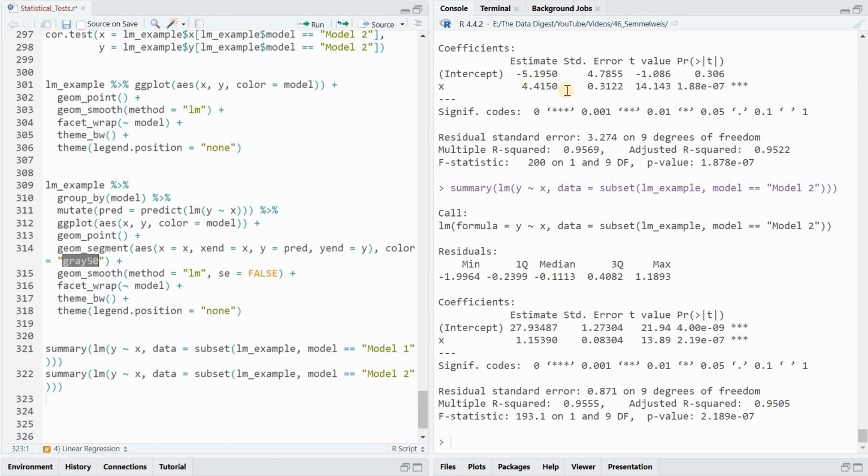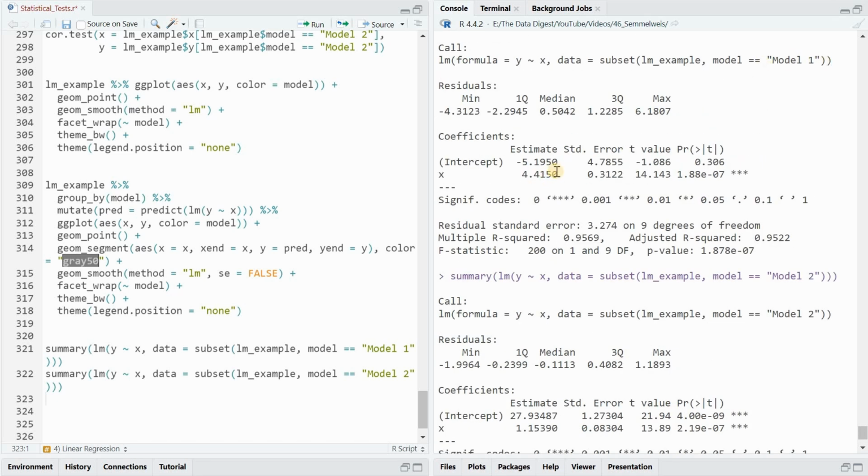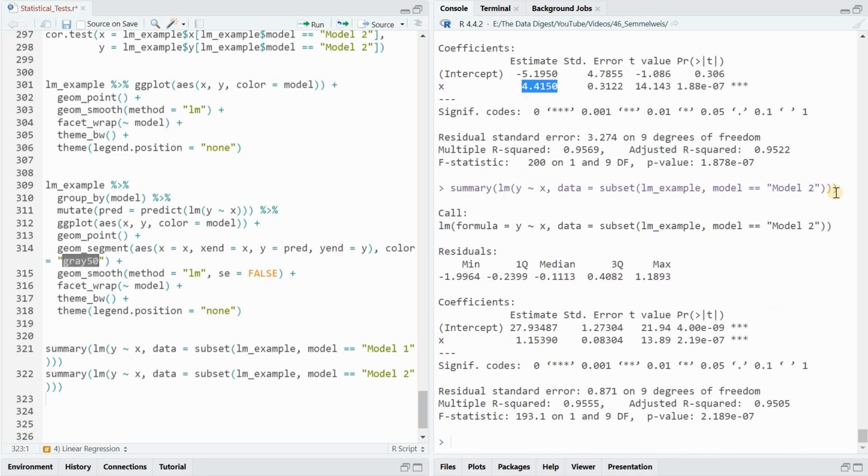However, the estimates are clearly different. In model 1, the slope increases by 4.4 with every x, and in model 2, the slope was much narrower, only 1.15. And this is the big difference between linear models and correlation tests. The correlation can be the same and the variance explained that we have in R squared can be the same, but with linear models the effect of the coefficient matters.